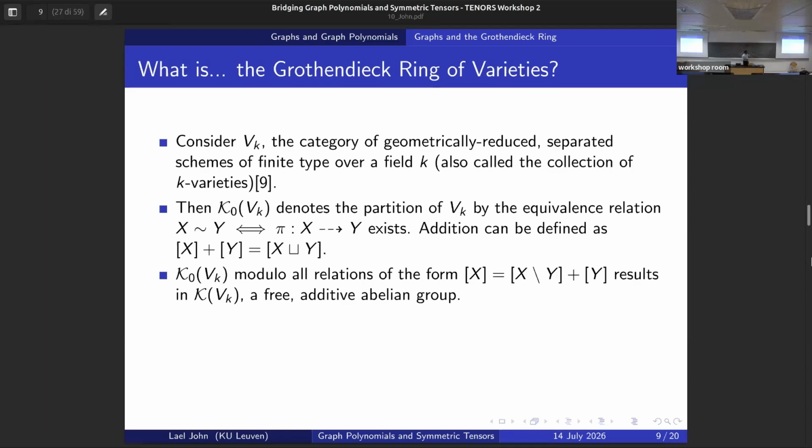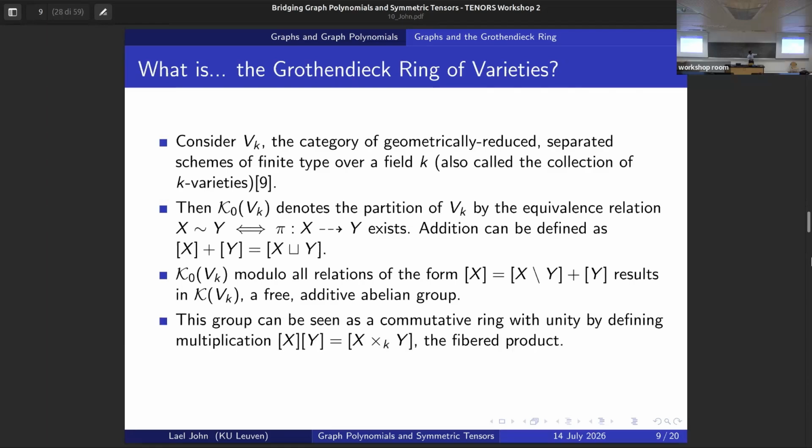And an easy way to do this, or the way that they do this in the literature, is you mod out all of the relations of the form x is equal to x deleted y plus y, where y is now a closed subvariety of x. Doing this seems like a hack, but it basically allows you to talk about subtraction. This allows you to write KVK out of K0 VK, and this KVK forms a finitely free additive abelian group, which is the Grothendieck group of varieties.